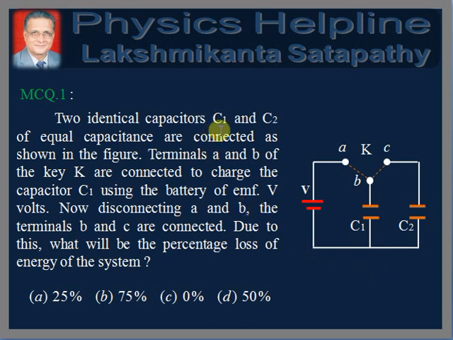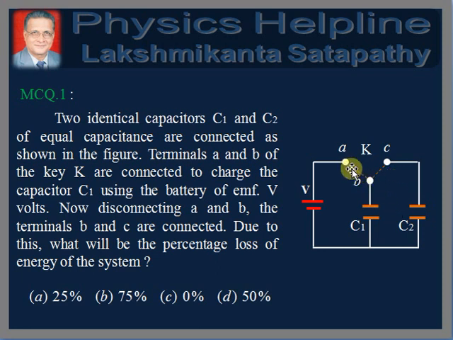We are given two identical capacitors C1 and C2 having equal capacitance. They are connected as shown in the figure. There is a battery of EMF V volts also connected, and a key having three terminals A, B and C is also in the circuit.